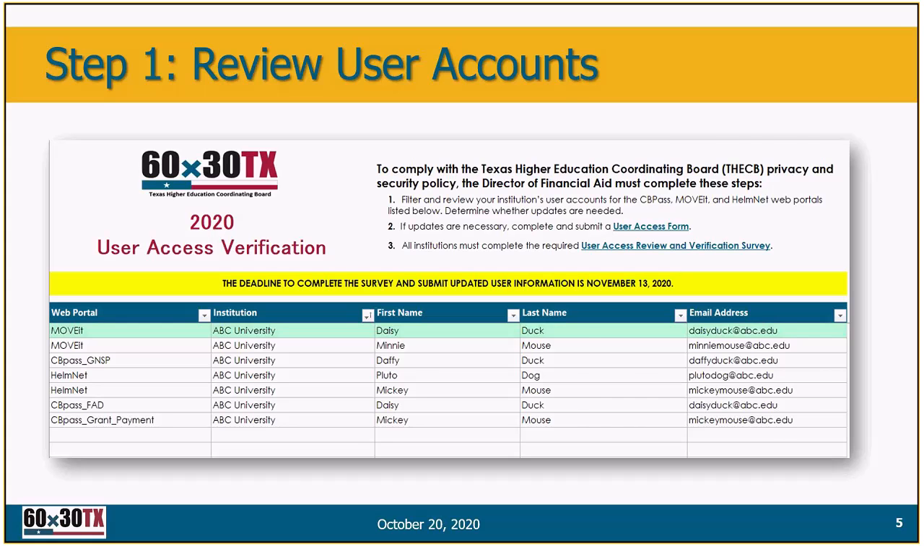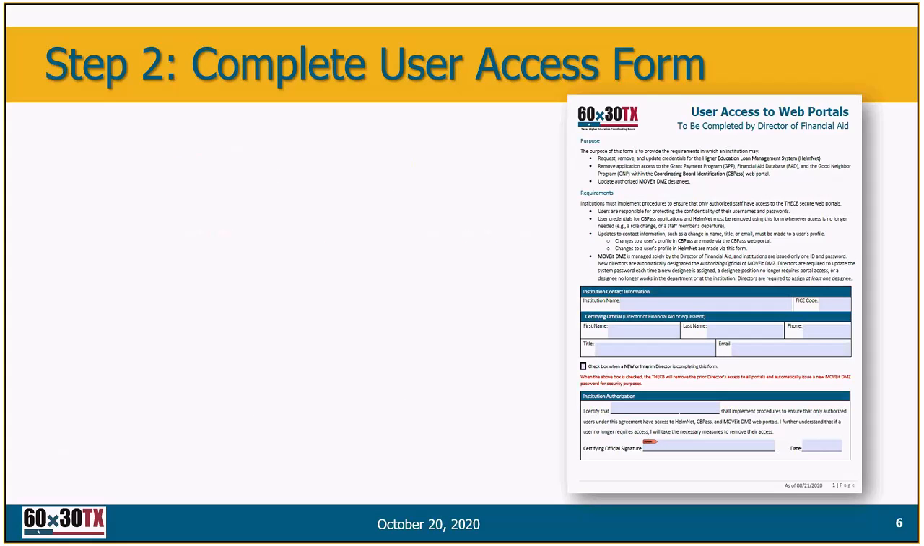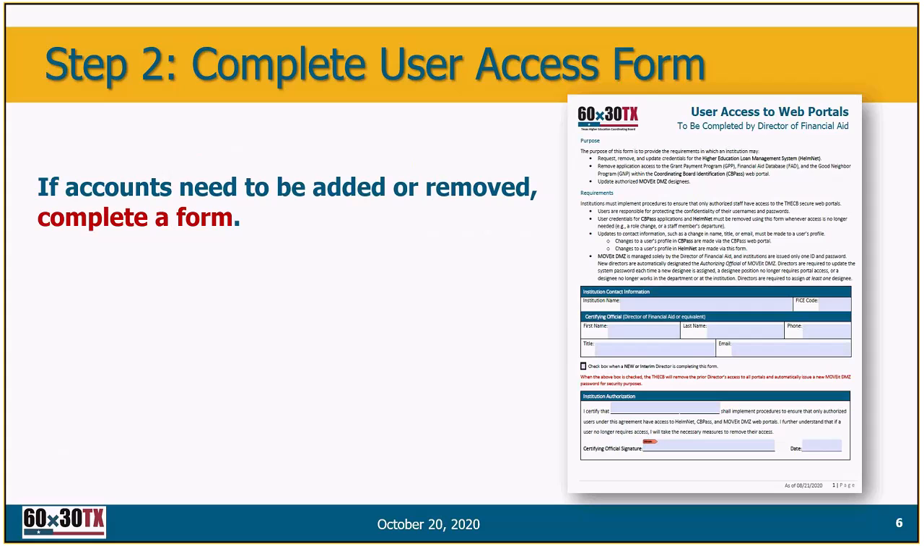Once you look at the user accounts, you complete the user access form if changes are necessary. So I'm going to be going through this step by step to show you what that looks like. But a couple things on here is that if you have things that need to be added or removed, you complete a form. If you don't have anything that needs to be changed, if all of your accounts are okay, you don't have to do this form. There's always that confusion every year on which steps you're required to do.